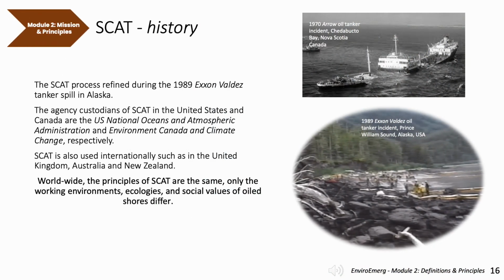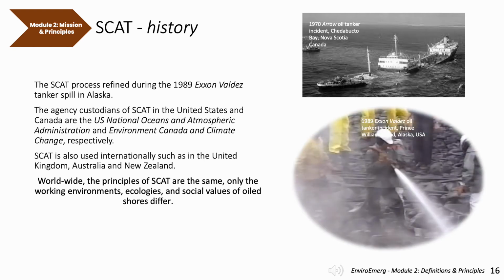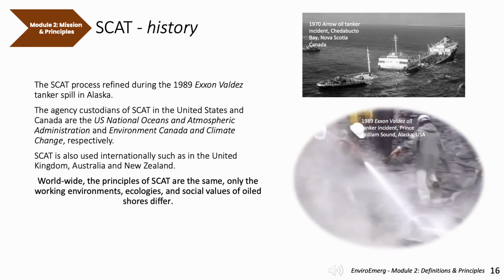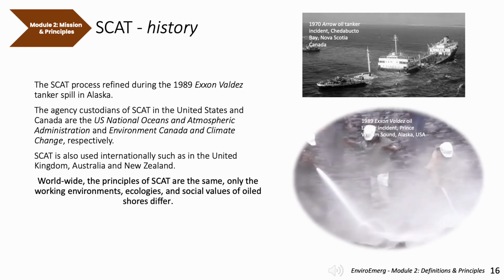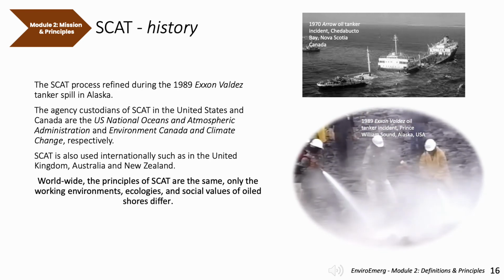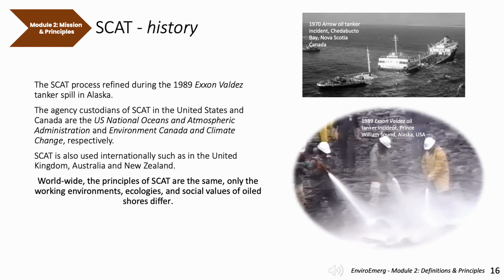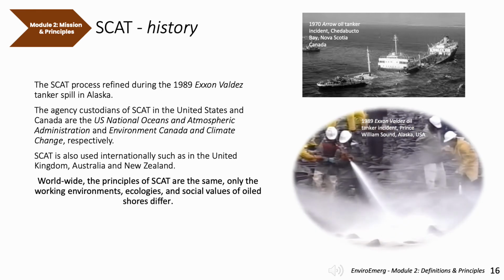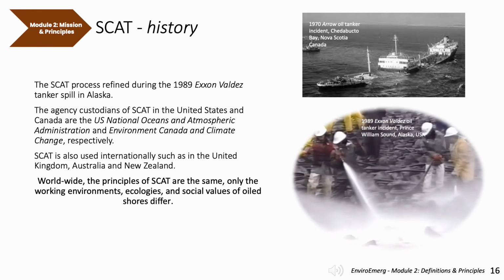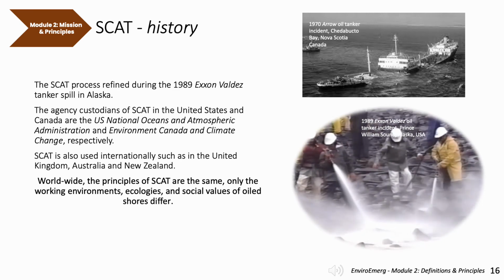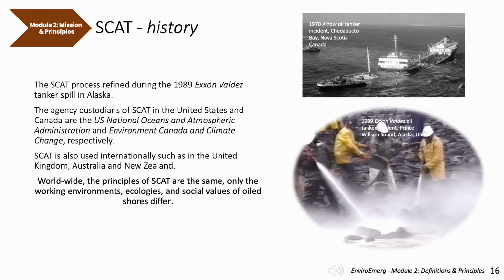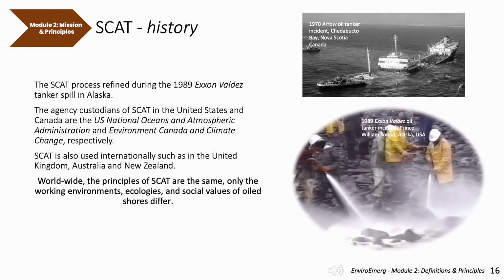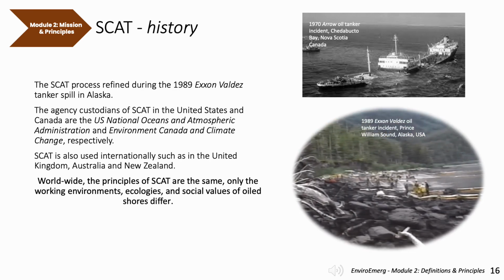The roots of the SCAT process go back to the early 1970s, when the oil tanker Arrow ran aground in Chedabucto Bay in Nova Scotia, Canada. It spilled the bunker C oil that was being carried as cargo, resulting in one of the most significant oil spills in Canada due to extensive oiling of shorelines. The process became refined during the 1989 Exxon Valdez tanker spill in Alaska.